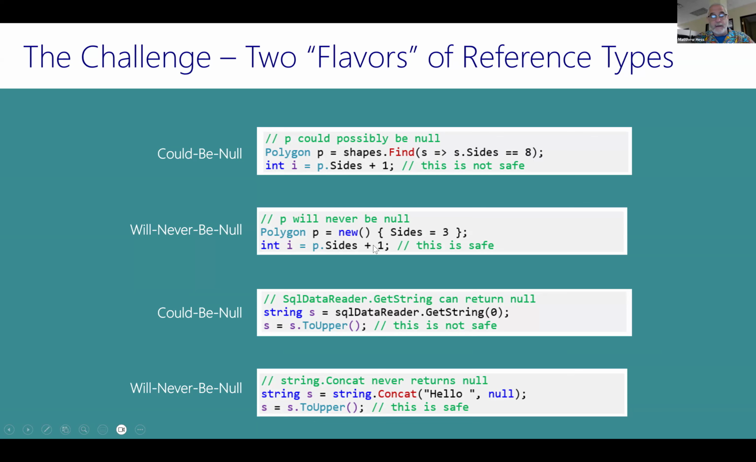An example with strings. string s equals SqlDataReader.GetString(0). Okay, that's fine, except that could be a null string. So then if we do s equals s.ToUpper, we might have a problem. That's not safe. But the string.Concat function always returns at least an empty string. It actually never returns null. So string s equals string.Concat("Hello", null) is fine, right? At this point, s is guaranteed to not be null. So we would like compiler warnings on the could-be-null ones. We really don't want compiler warnings on the will-never-be-null ones.